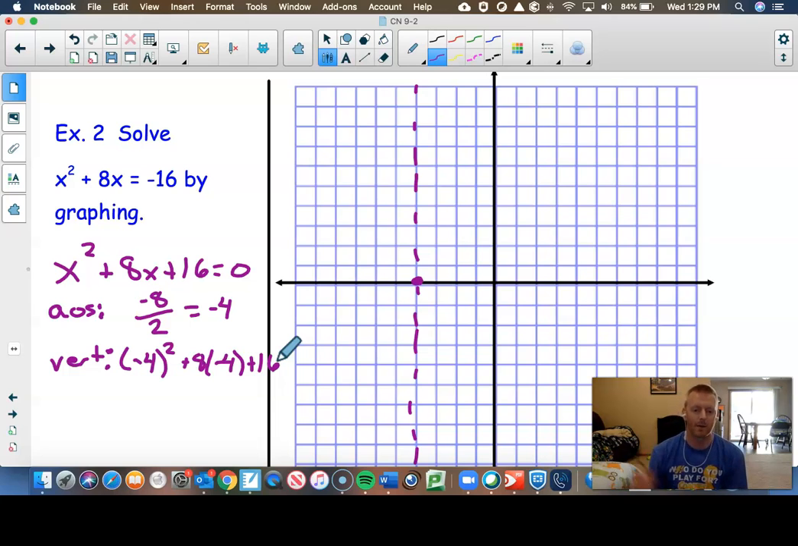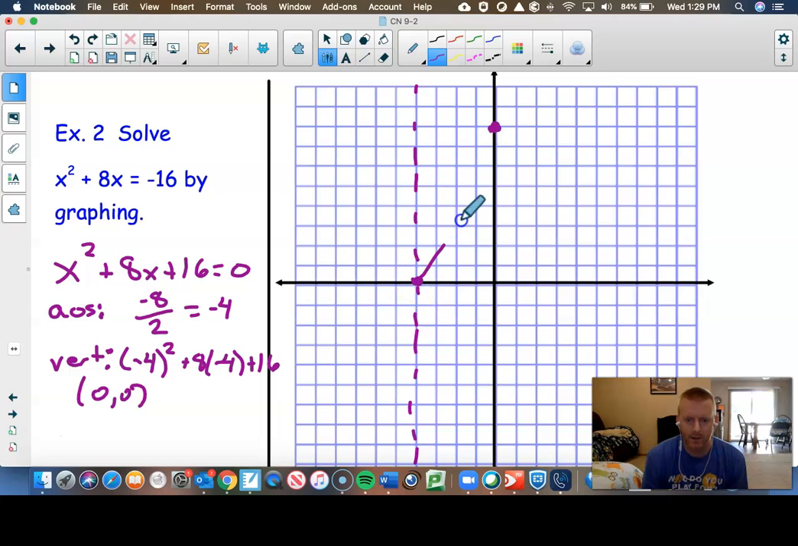Jackpot. Now because my vertex was at 0, I have a 0, 0, I know that this guy right here is just going to be my answer. I know that my y-intercept's at 16, so I need to get that. We got to go to 16. 2, 4, 6, 8, 10, 12, 14, 16.